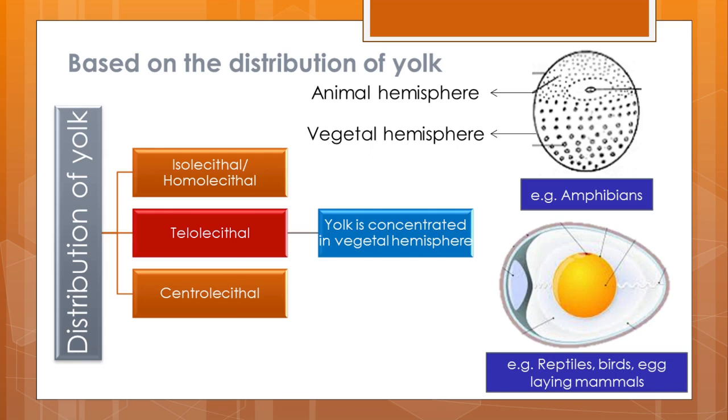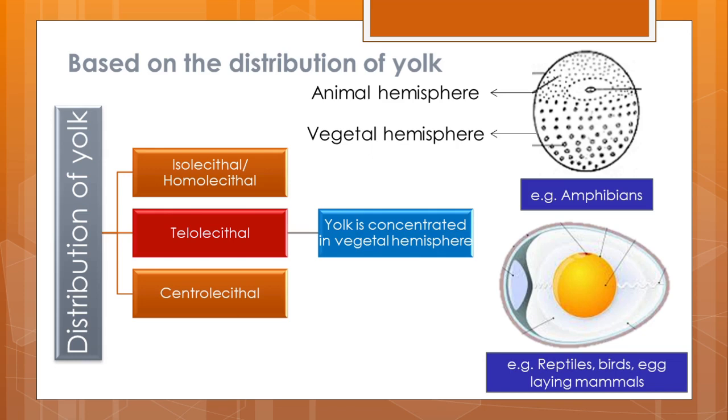In the case of moderately telolecithal egg, the vegetal hemisphere will be occupied by yolk-laden cytoplasm and the animal hemisphere may not contain yolk. Example, the egg of amphibians. In the case of reptiles, birds and egg-laying mammals, the egg cytoplasm is heavily yolked.